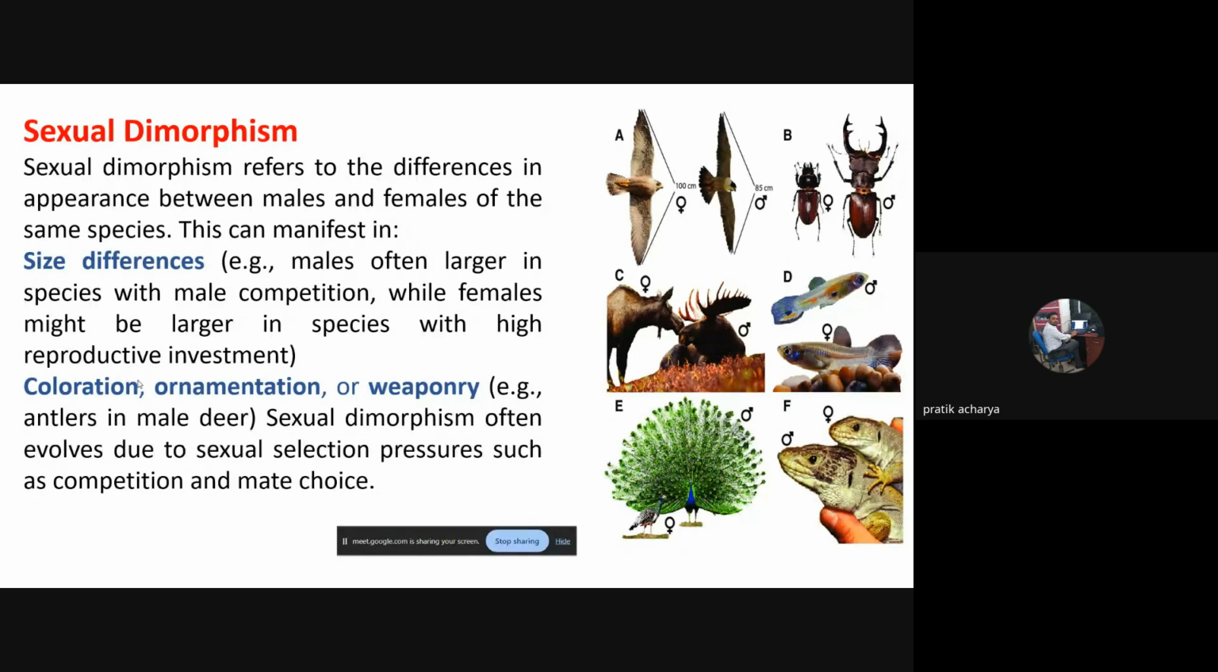Some pictures are on the right side. You can see here that male and female, how they are different. In certain amphibians, birds, fishes, mammals, and insects, male and female are shown here. You can visualize the difference between male and female characteristics. Coloration variations are there, ornamentation variations are there, size variations are there. So these are different dimorphic characteristics.